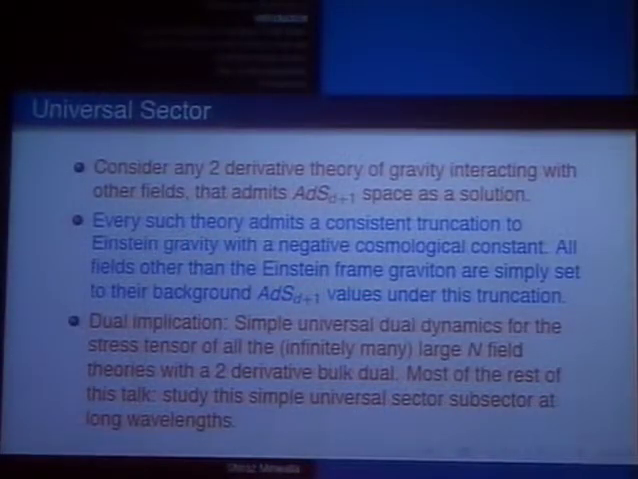Now this observation has an interesting dual implication. You see, usually the dynamics of all these trace operators is complicated and all traces couple with each other. However, in this universal sector we've got decoupled dynamics of the stress tensor, and it's universal because it doesn't care about the details of the equations in the bulk. As long as the bulk equations were a two-derivative theory of gravity interacting with other fields, you get the same dynamics for the stress tensor. So you've got a simple subsector which is universal in all such theories. That sounds interesting and sounds like a place to look.